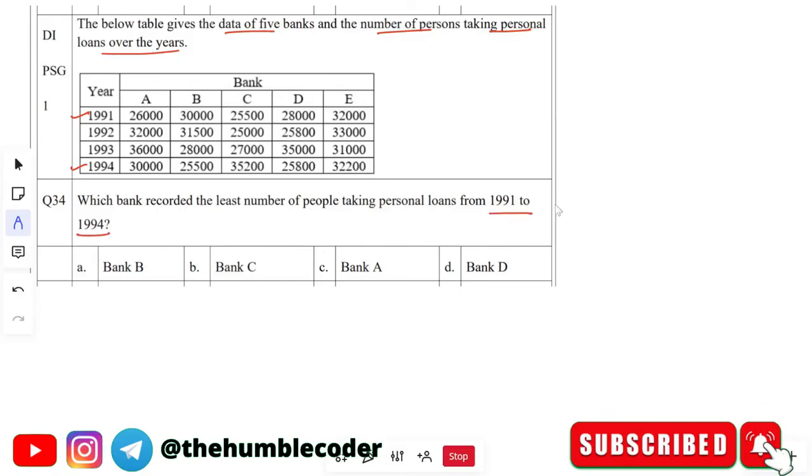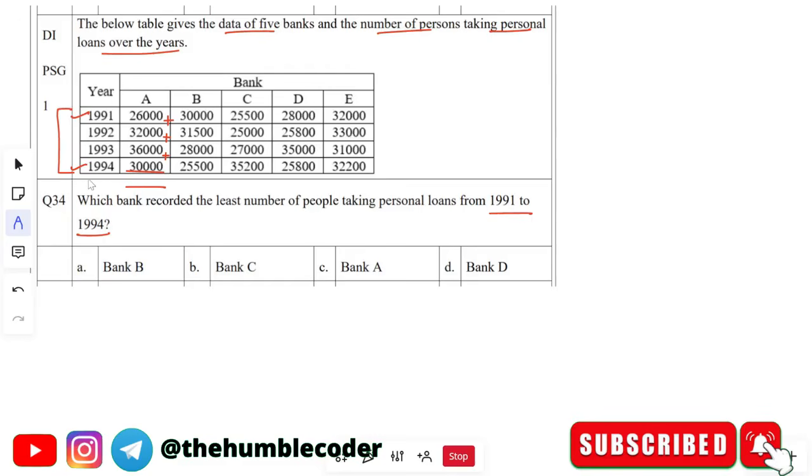So guys, understand that the range given to us is the complete range. Now out of this we have to tell which of the banks has the least number of people who have taken the loan. So how can we find that? See, we have to find the number of people taking loans from all the banks. Like we have to sum all these values. Then we will get the number of people from 1991 to 1994 who have taken a loan from this bank. In this way, we have to do it for bank B, C, D and E.